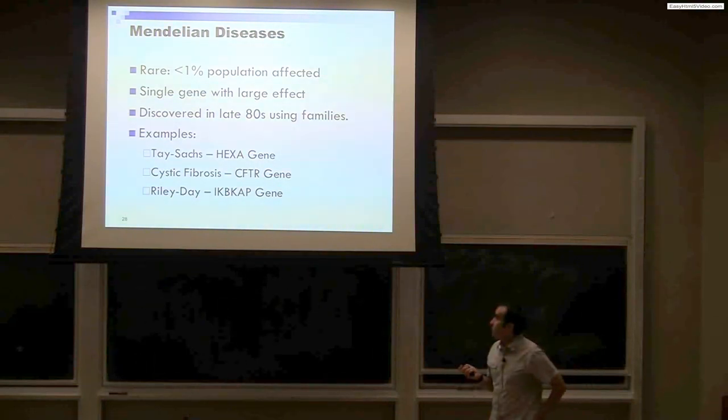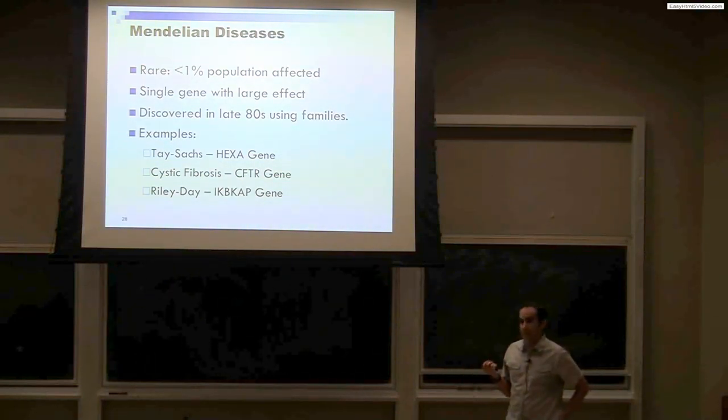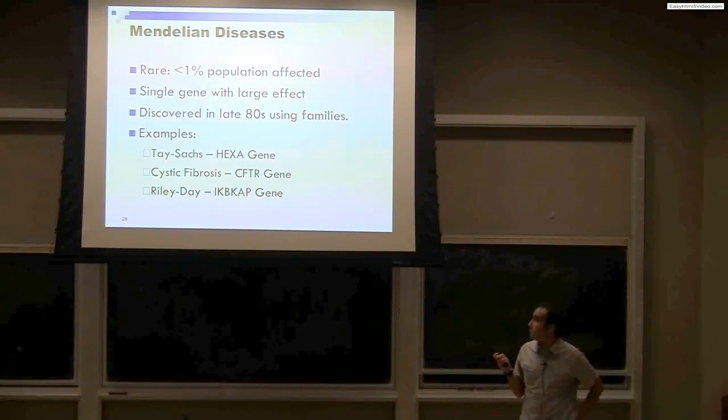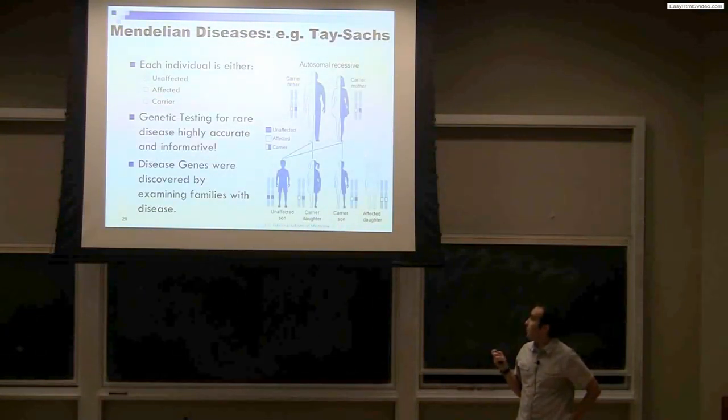Then there are two kinds of disease. There's what people call Mendelian diseases. These are very rare diseases. You might have heard about some of these: Tay-Sachs, cystic fibrosis, Riley-Day. Have you heard about cystic fibrosis, these kinds of diseases? These are extremely rare diseases. There's typically a single gene with a large effect. A lot of these were discovered in the 80s using families. This is how things work with them.